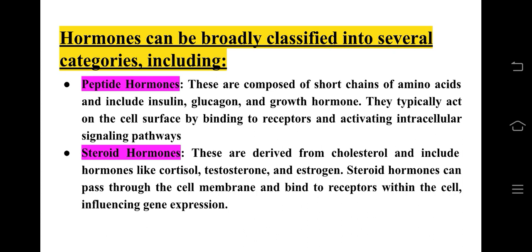These are derived from cholesterol and include hormones like cortisol, testosterone, and estrogen. Steroid hormones can pass through the cell membrane and bind to receptors within the cell, influencing gene expression. So they have this amazing capability of passing in through the cell membrane and binding to the receptors within the cell, which will eventually lead to the alteration of gene expression.